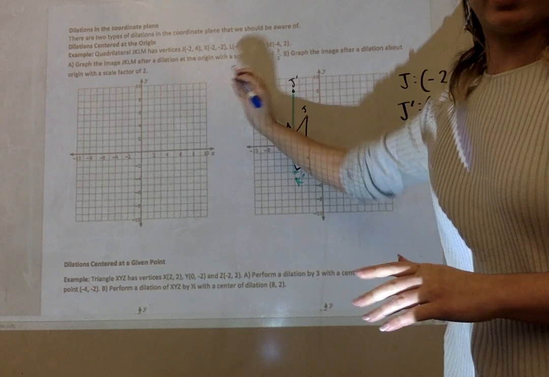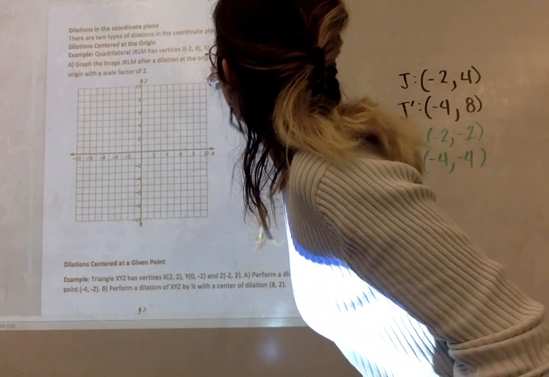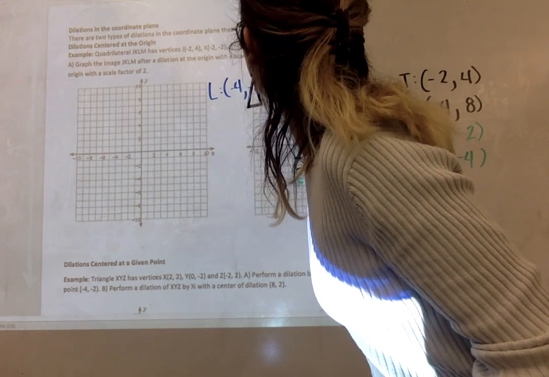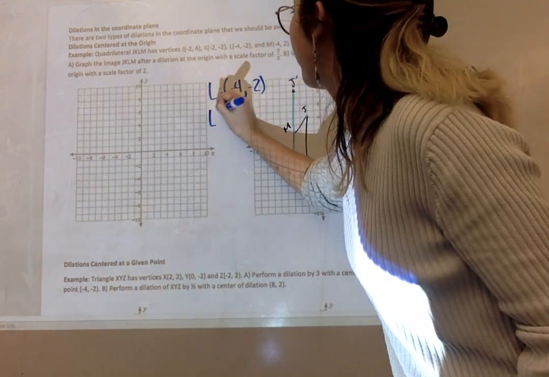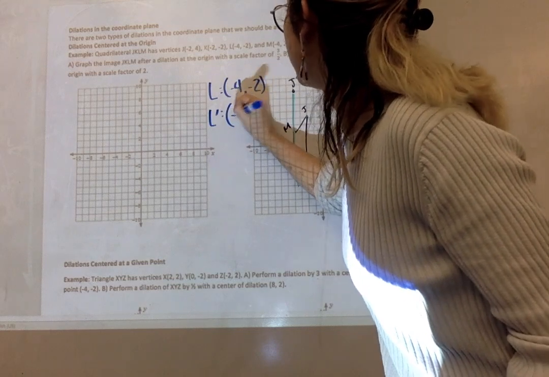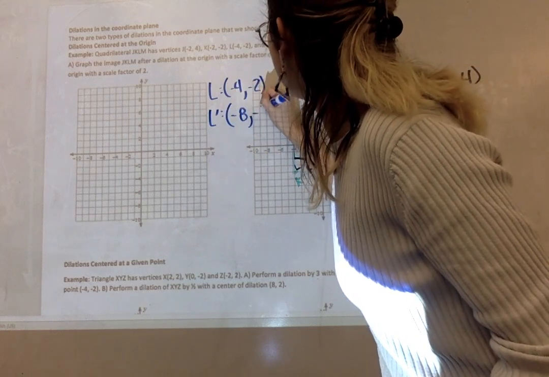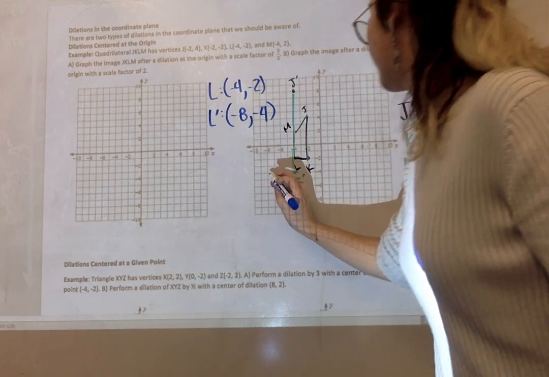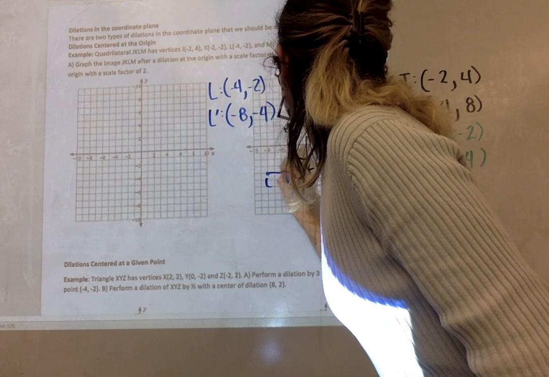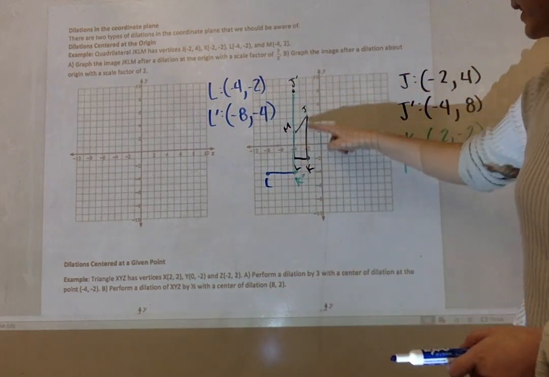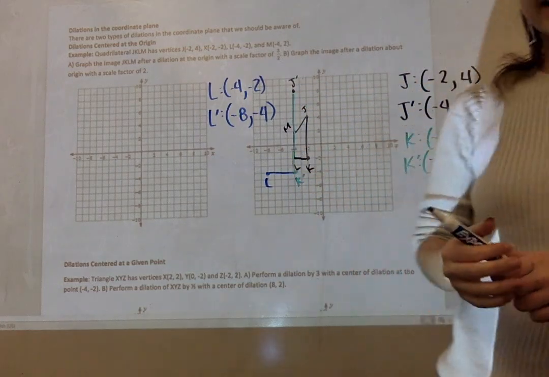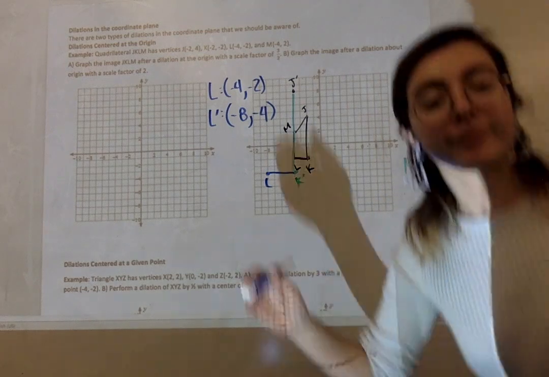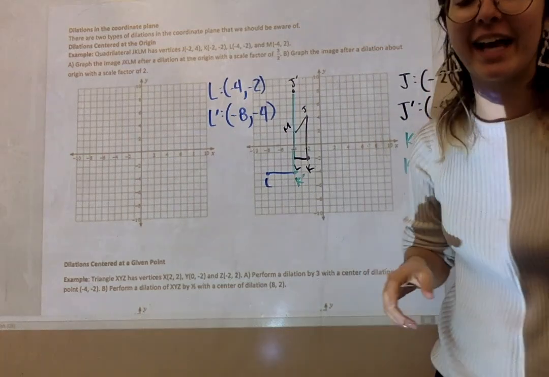I'm going to write over here. L was at -4, -2 originally. So L prime, I want to double it, will be at -8, -4. You can start to see the shape forming here. We have that same right angle. So the shape will look the same. It'll just look like the size is different. It may be smaller.